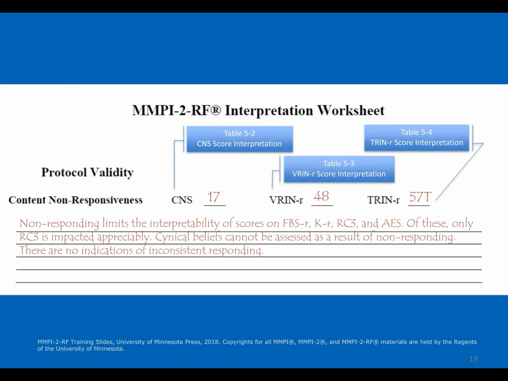RC3 had a particularly low response rate of less than 50%, so we're going to add the additional interpretation that only RC3 is impacted appreciably by non-responding. Thus, cynical beliefs, which are measured by RC3, cannot be assessed as a result of non-responding. And we note that there are no indications of inconsistent responding as indicated by VRIN or TRIN.